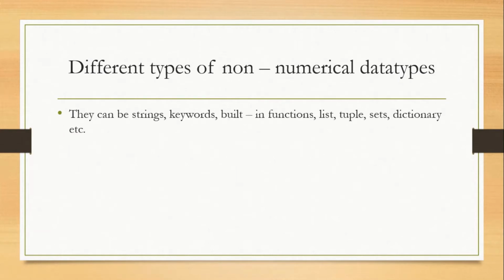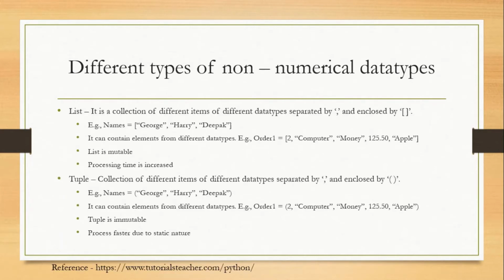Now different types of non-numerical data type. They can be strings, keywords, built-in functions, list, tuple, sets, and a dictionary. List. A collection of different items of different data types separated by a comma and enclosed by a square bracket. Example, names. Over here we see George, Harry, Deepak.